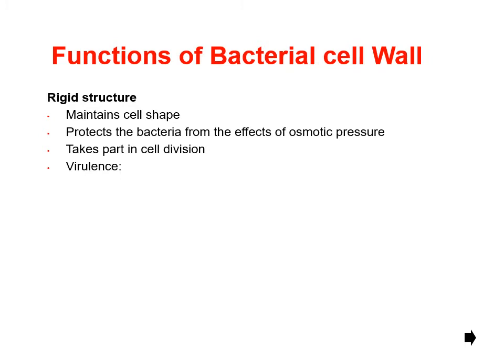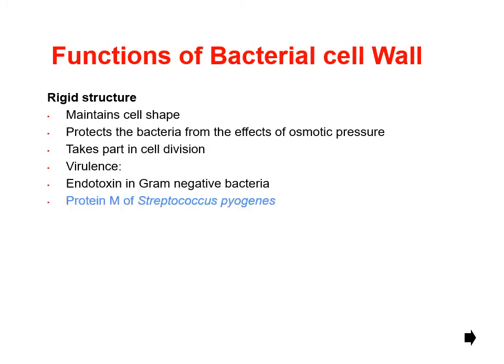Also, it's a virulence factor, like we have learned before. Virulence means the ability of the bacteria to cause disease. So it's actually what is causing the septic shock. Part of them is also causing the fever and the hypotension, or low blood pressure, like endotoxins in gram-negative bacteria.